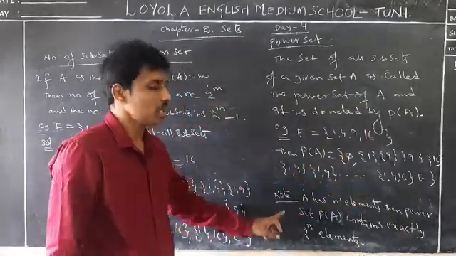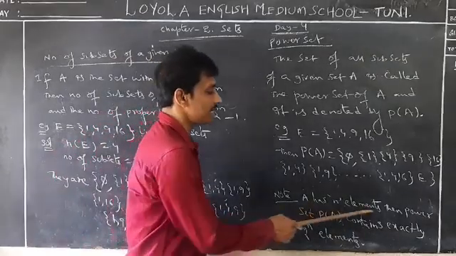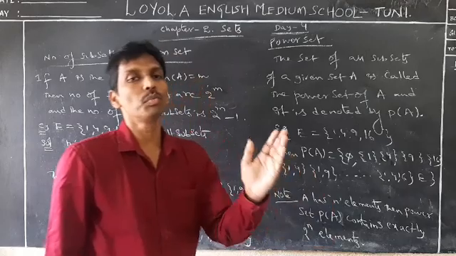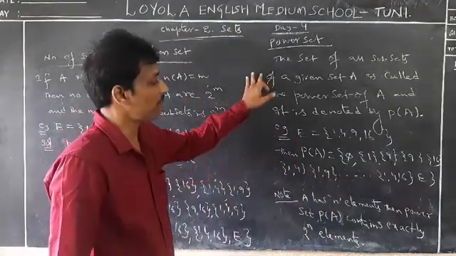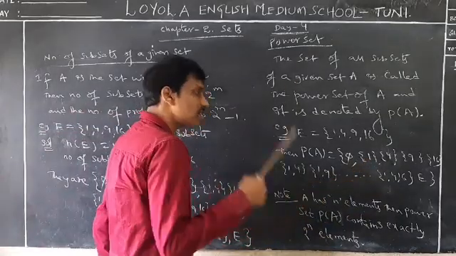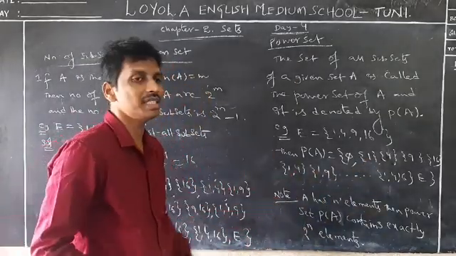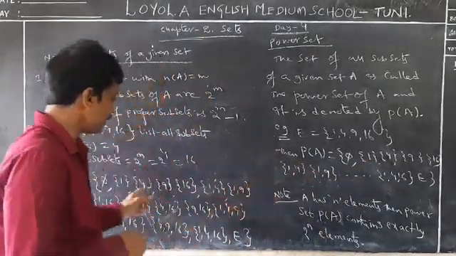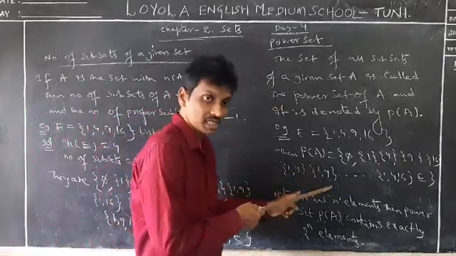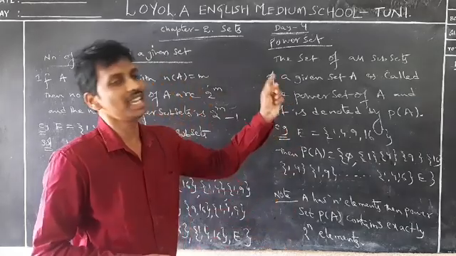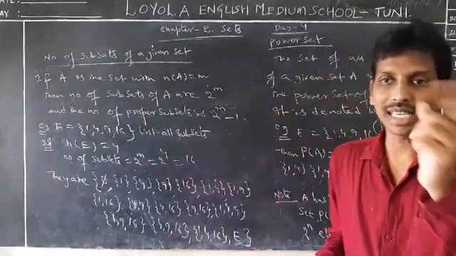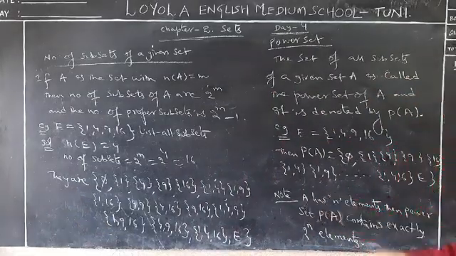Here is one note we should remember: if A has n elements, then the power set P of A contains exactly 2 power n elements. That means in a power set, how many elements will be present? 2 power n. These are all the elements; we don't want to consider them as sets. Here they are subsets, 16 subsets, but we consider these 16 subsets as 16 elements in a power set. So is it clear, finding subsets and writing a power set? Okay, note down.